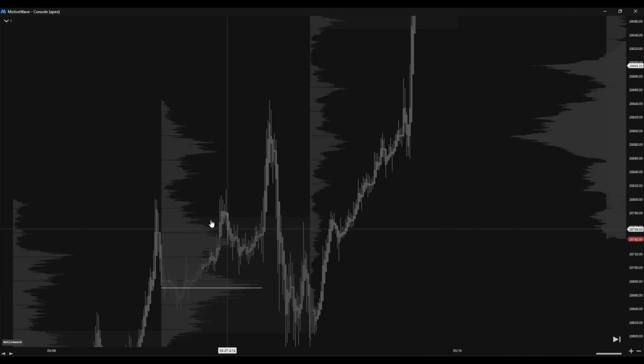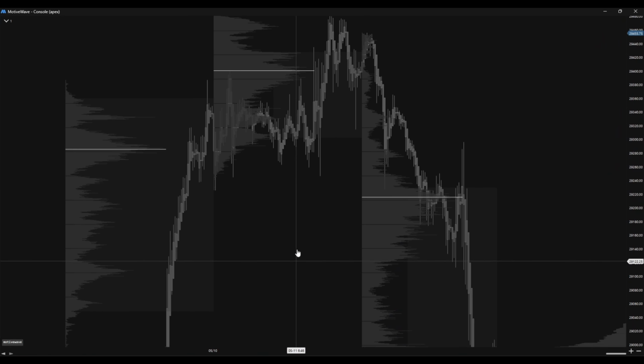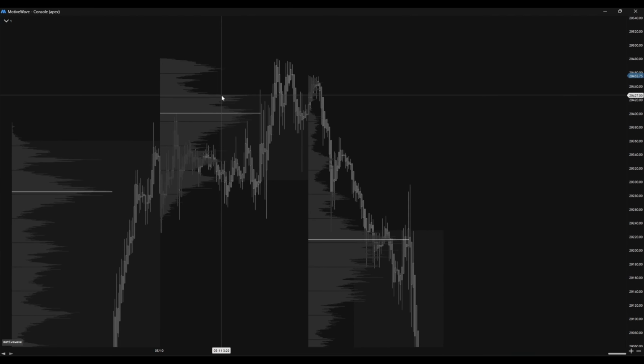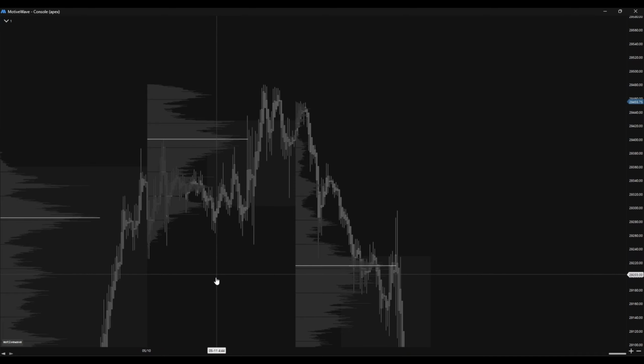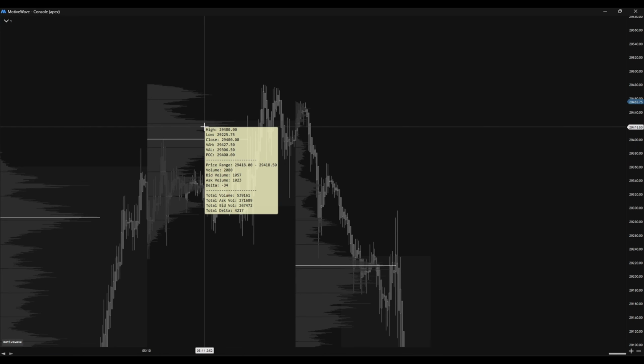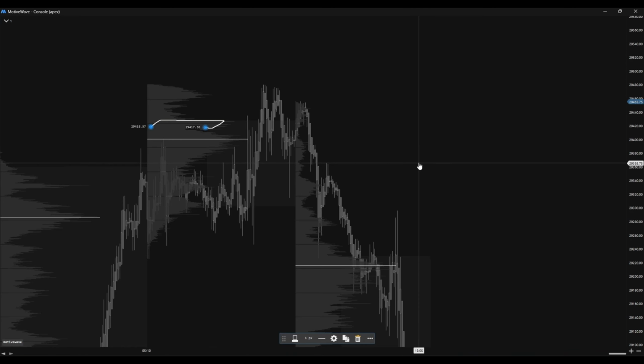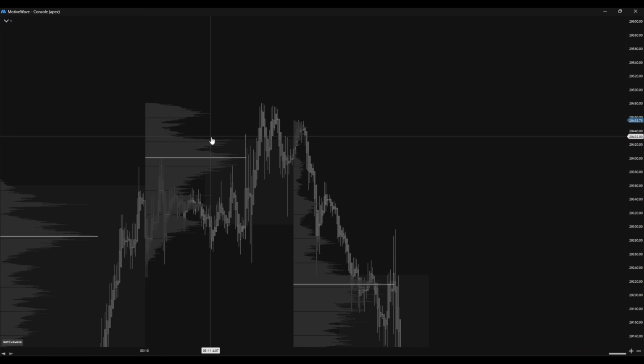And then ledges would be a quick drop off or a cut off of volume. So you can see here at this value area high, we just have a sharp cutoff of volume. See how volume is picked up and then just cuts off immediately. Sorry, that was a bit bad, but you can see a big difference between this sharp cutoff and this fading volume.